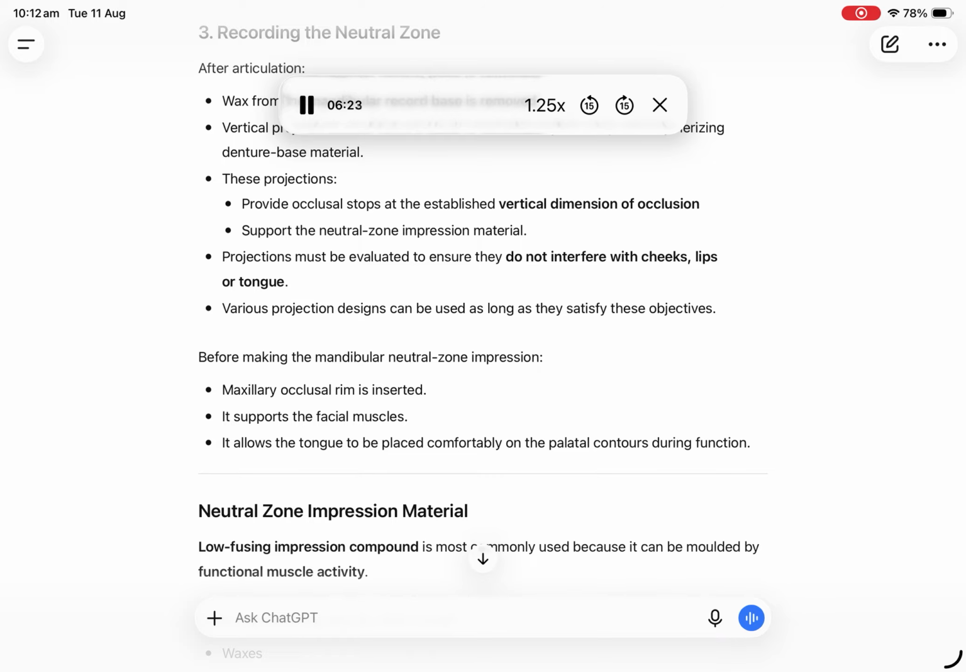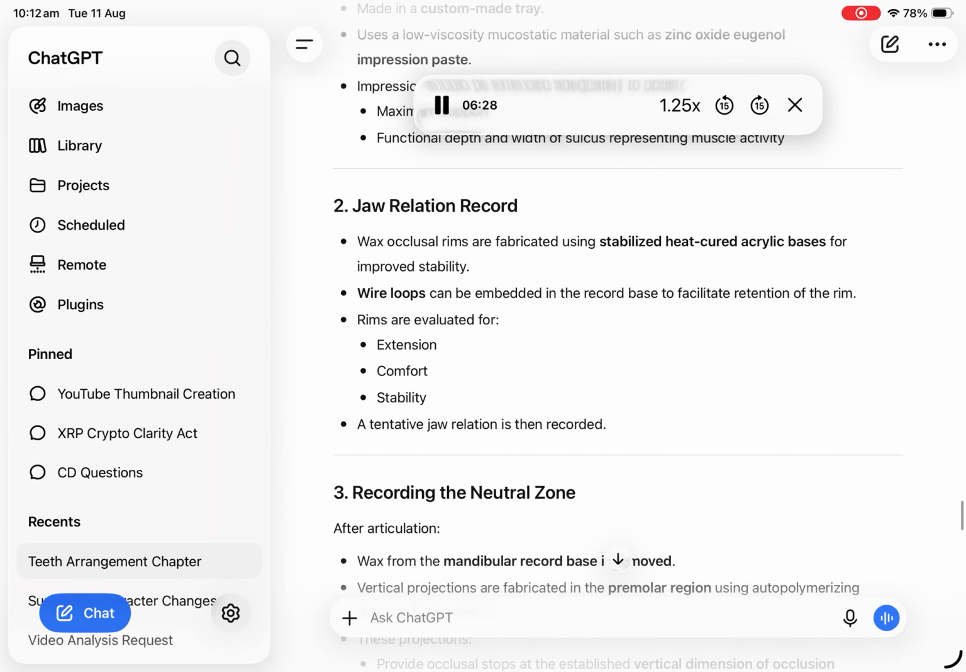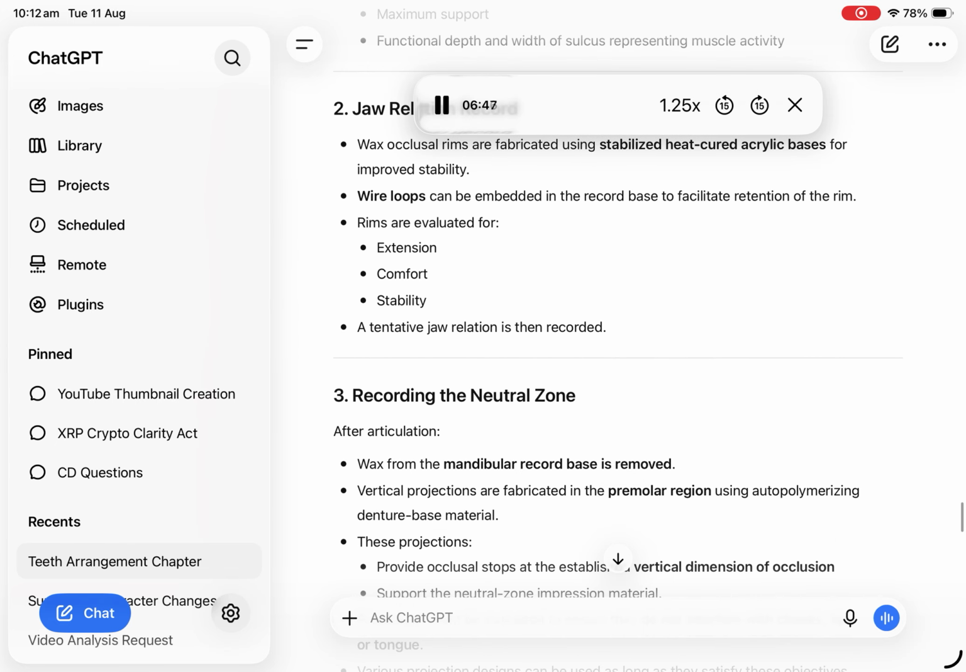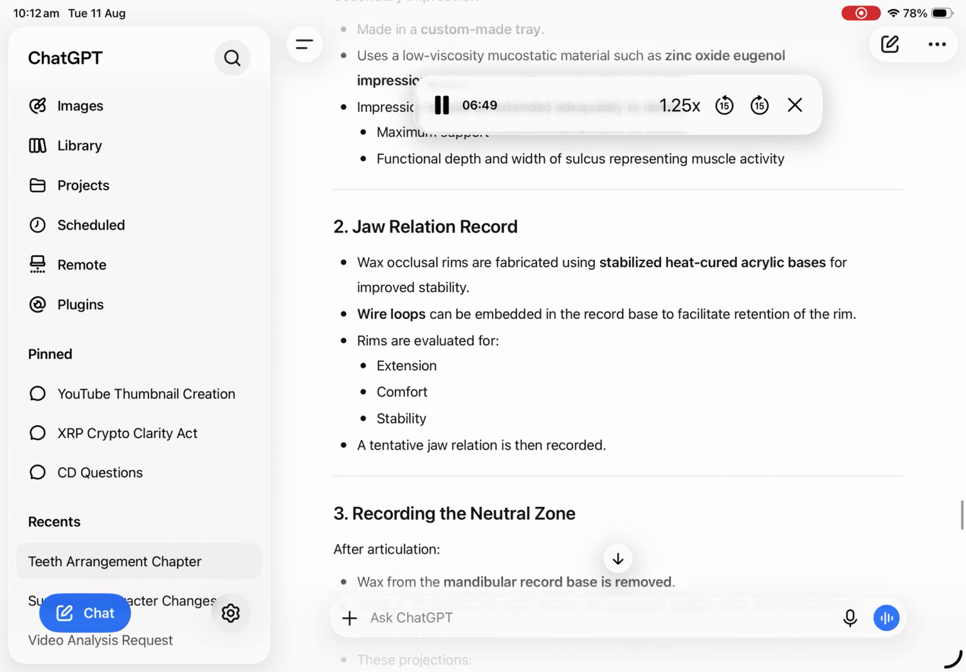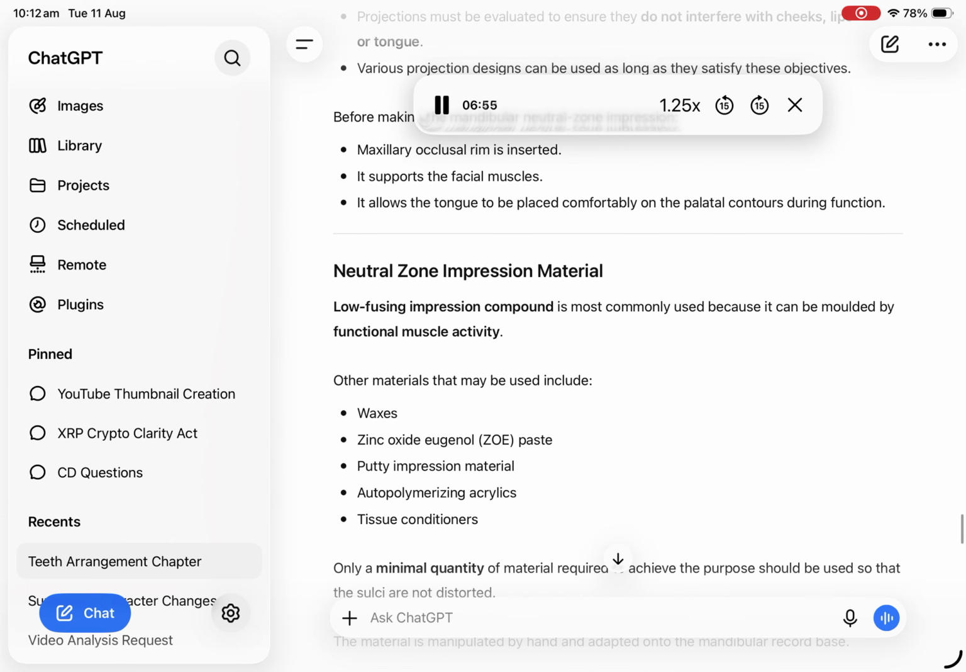Before making the mandibular neutral zone impression, the maxillary occlusal rim is inserted. It supports the facial muscles. It allows the tongue to be placed comfortably on the palatal contours during function. Neutral zone impression. Low-fusing impression compound is most commonly used because it can be molded by functional muscle activity. Other materials that may be used include waxes, zinc oxide eugenol paste, putty impression material, autopolymerizing acrylics, and tissue conditioners.